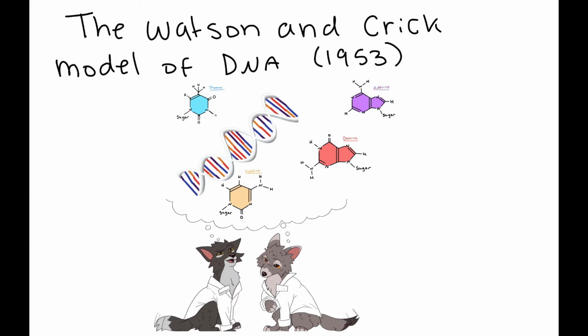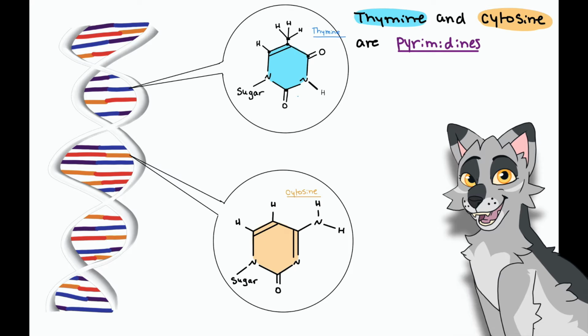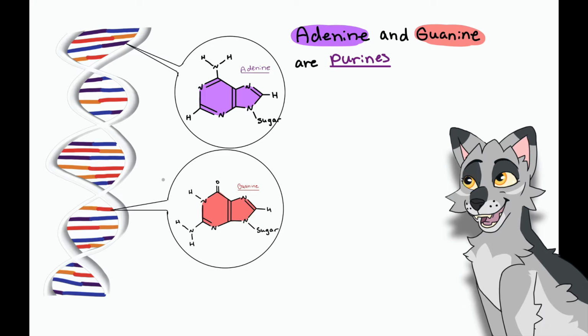Welcome back. In this video, I will be going over the Watson and Crick model of DNA and some stabilizing forces. Let's zoom in on our double helix. Firstly, we have our pyrimidines, thymine and cytosine. They have just one ring. Next, we have our purines, adenine and guanine. You can see that they have two rings.